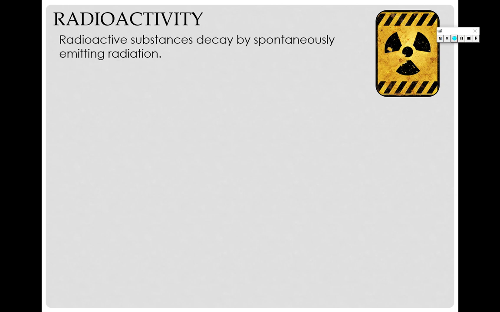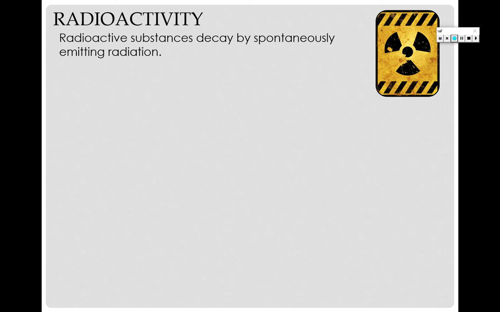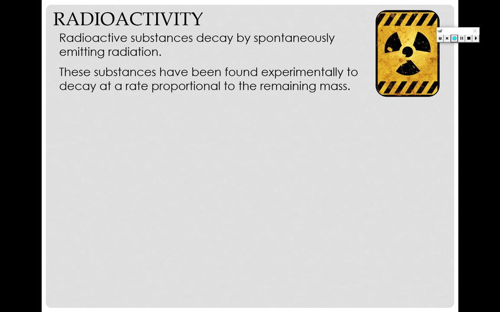Let's talk about radioactivity just a little bit. Radioactive substances decay by spontaneously emitting radiation. Basically, we're talking about unstable substances that cast off radiation and slowly break apart and become less of what they were. This is tied to carbon dating and how they find out how old things are. These substances have been found experimentally to decay at a rate proportional to the remaining mass. It's all a probability thing.